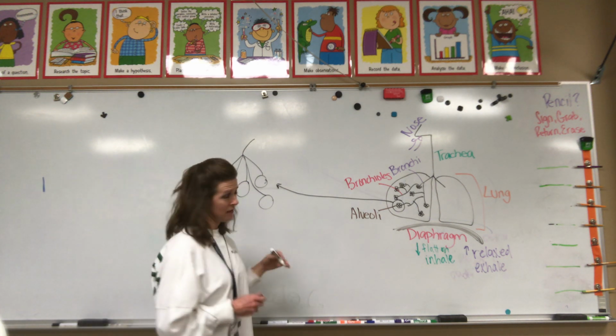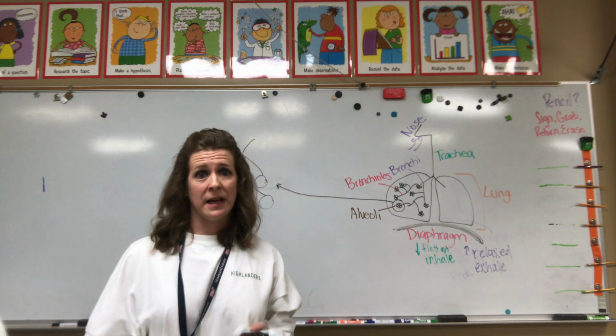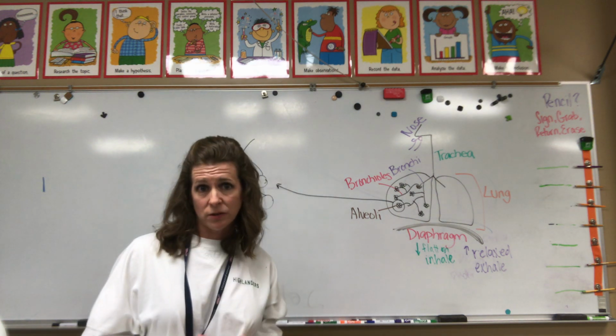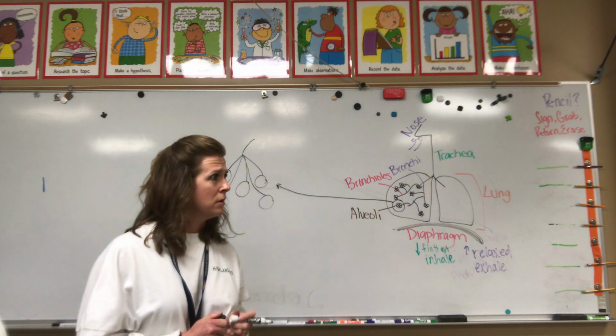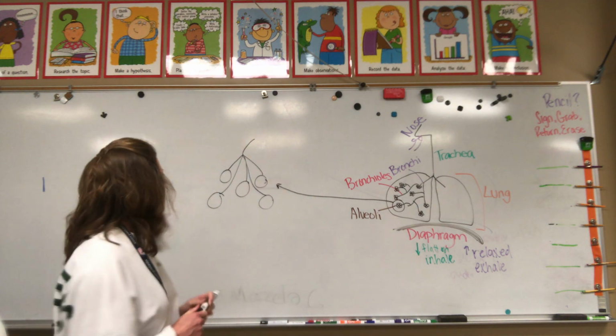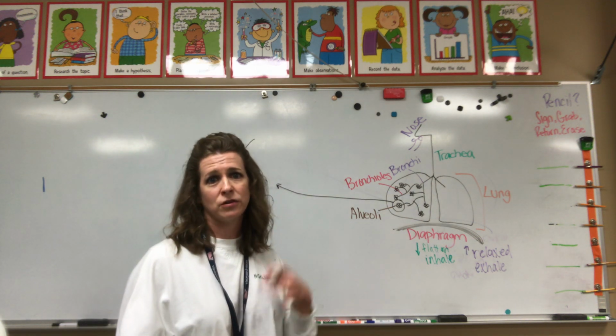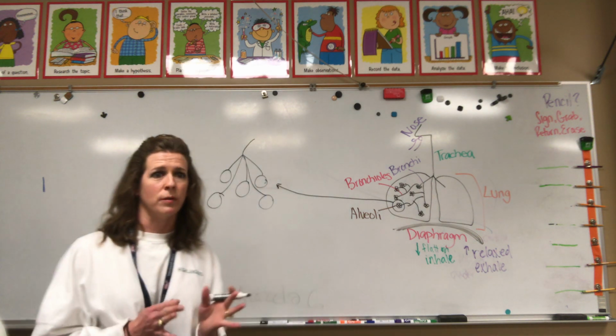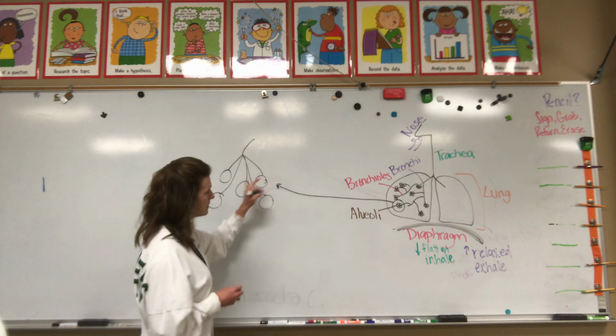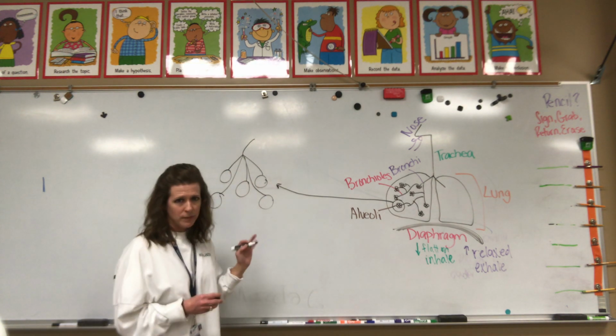Each alveoli is surrounded by capillaries. Capillaries, as you know, are blood vessels. The capillaries are so small that the cells have to travel in a single file line. They have to go one behind the other. So all of these little alveoli are surrounded by capillaries.